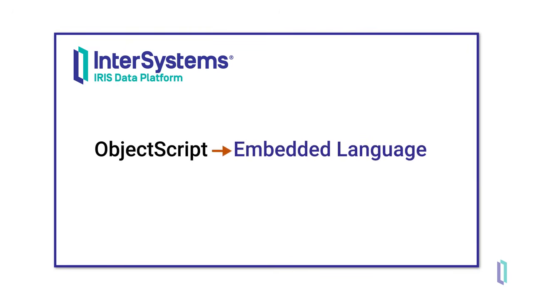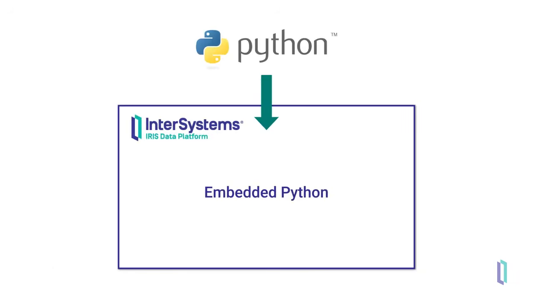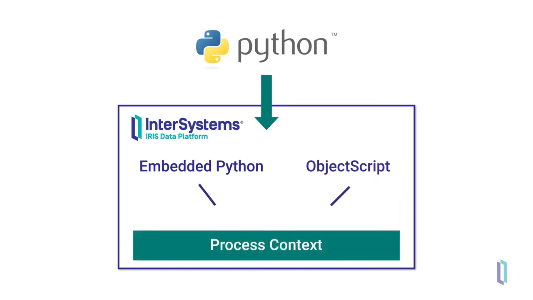Because of this direct access, and because it runs inside of InterSystems IRIS, ObjectScript is said to be an embedded programming language. With embedded Python, the same capabilities of ObjectScript are now available to Python developers, even those without previous ObjectScript experience. Embedded Python is an extension of the Python programming language that allows for execution of Python code inside the InterSystems IRIS process context. Because embedded Python shares the same process context as ObjectScript, it can interact natively with objects written in ObjectScript. The reverse is also true. ObjectScript code can interact natively with Python modules and libraries.